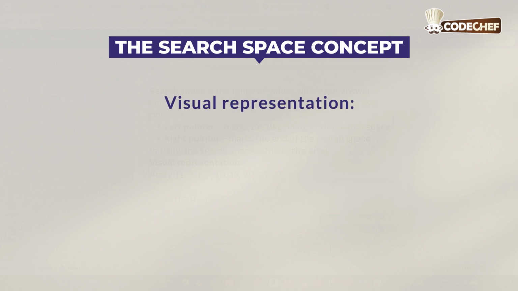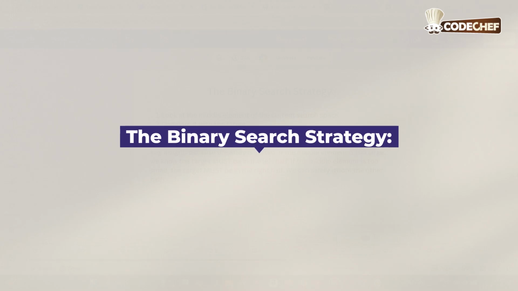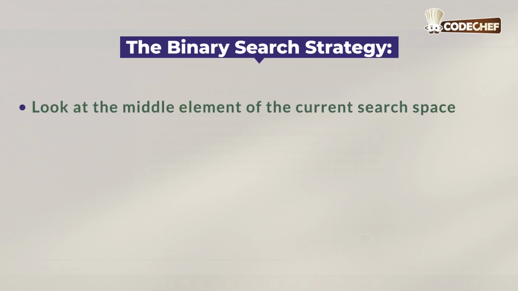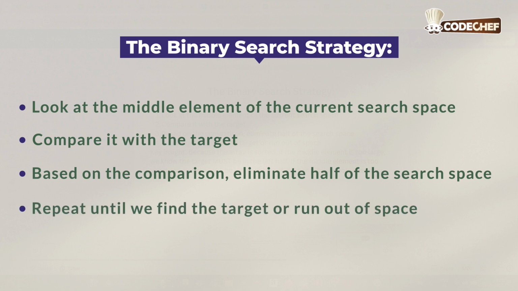Here's a visual representation. So this is our array, and the leftmost marks the beginning of the search space, which is the left pointer. The rightmost, which is the right pointer, marks the end of the search space. Binary search strategy. Now look at the middle element of the current search space. Compare it with the target, and based on the comparison, eliminate half of the search space. Repeat until we find the target or run out of space. This should be our strategy.